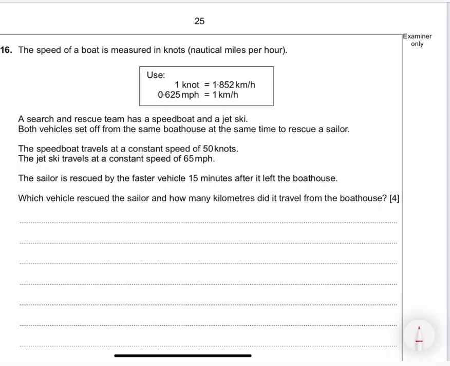Okay, question 16. The speed of a boat is measured in knots. So we have 2 conversions here. 1 knot is 1.852 kilometers per hour, and 0.625 meters per hour equals 1 kilometers per hour. So a search and rescue team had a speedboat and a jet ski. Both vehicles set off from the same boat house at the same time to rescue a sailor, and they travel at different speeds. There are different units for each. We need to find out which one got to the rescue faster, and also how many kilometers that vehicle traveled. So the speedboat is 50 knots.